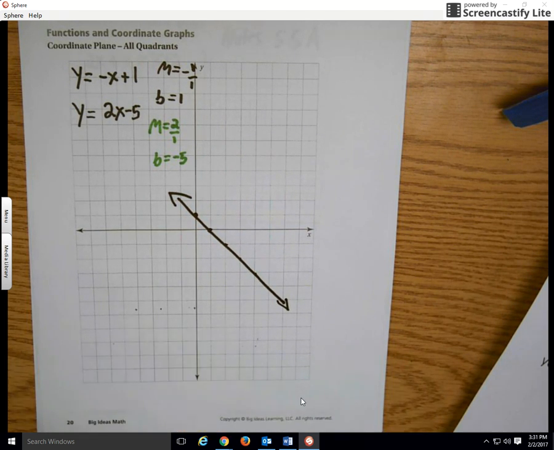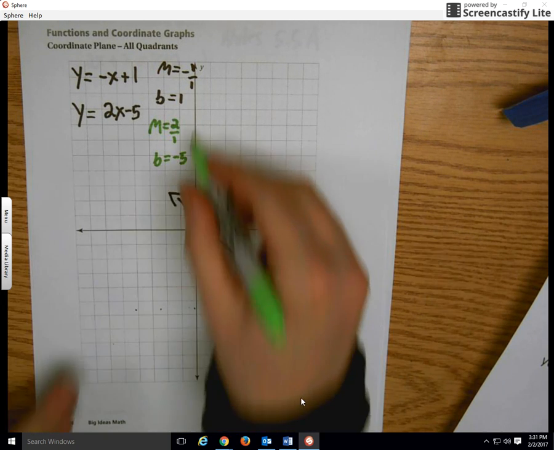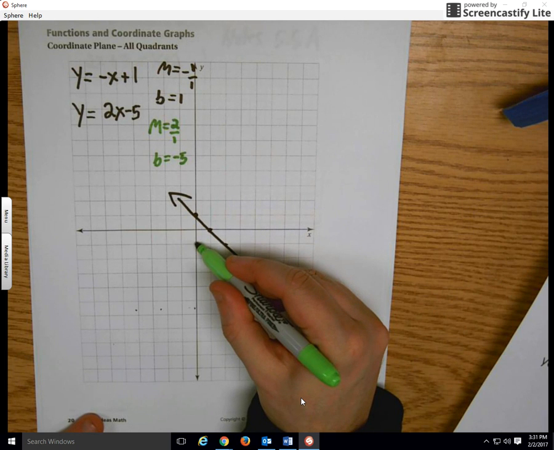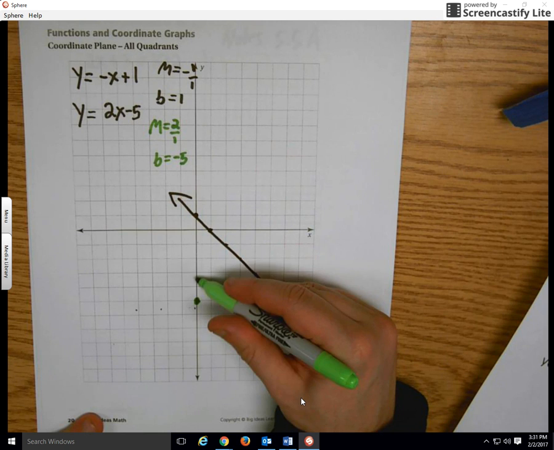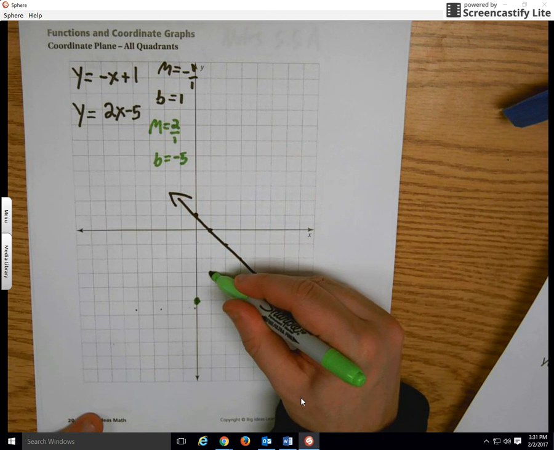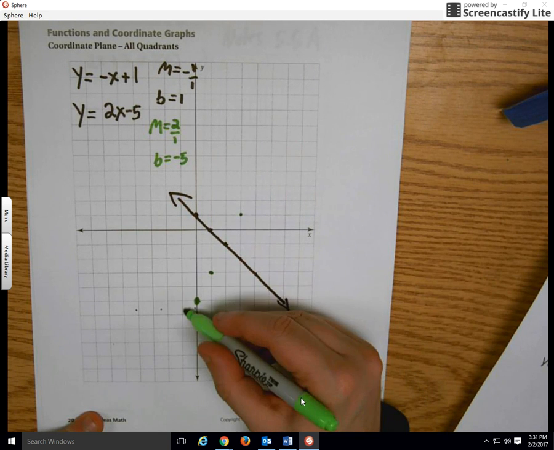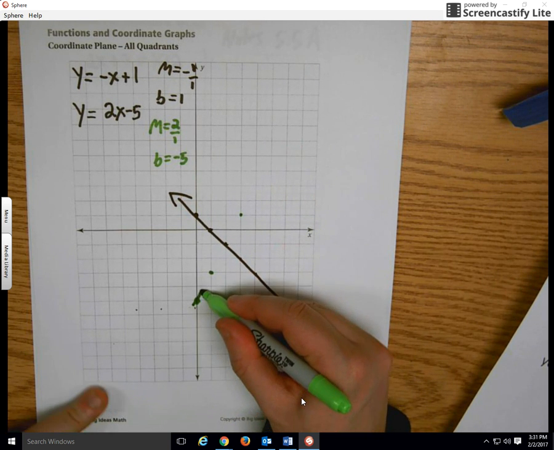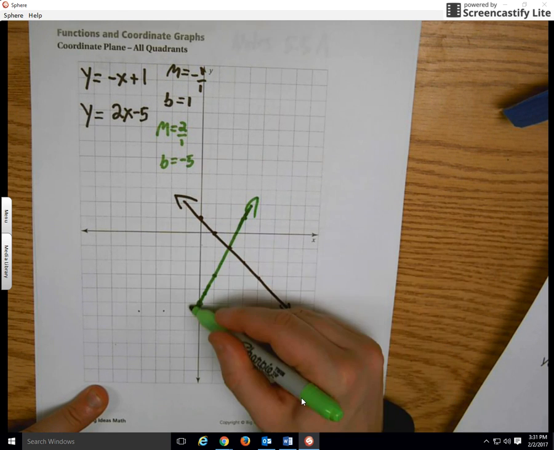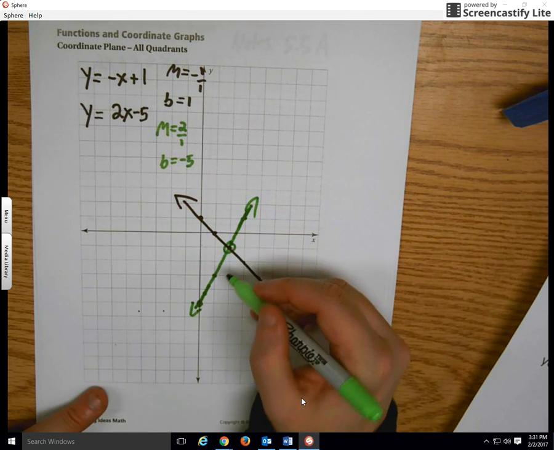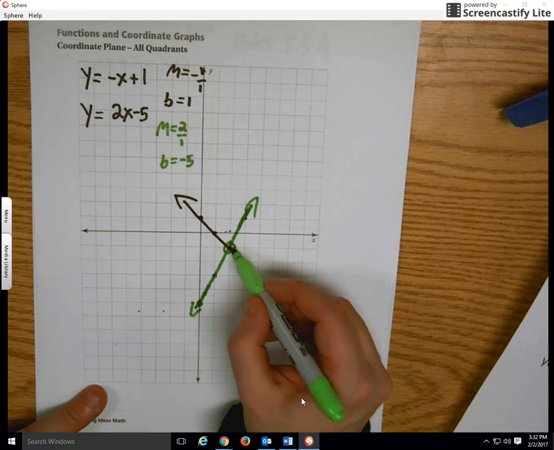That says that the b is negative 5 and that the m is 2 over 1. So we'll start at negative 5, and 2 over 1 means we rise 2 and go over 1, rise 2 and go over 1. Oh, I think I see where they intersect. Let's draw this continuous line here. Okay? Looks like we found it. Looks like to me they're intersecting at x being 2 and y being negative 1.